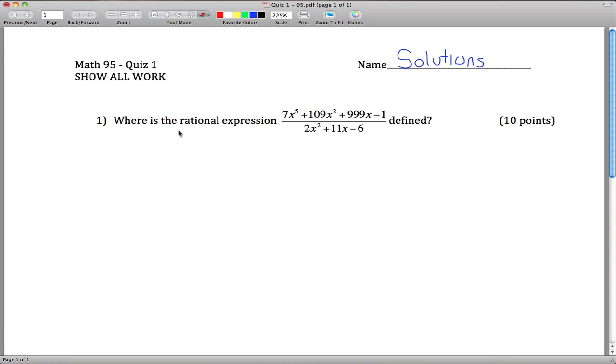Fortunately for you, when we're talking about where these rational expressions are defined, all that we're concerned with is making sure that the denominator here doesn't equal 0. So we can really ignore everything up top here. This really messy, ugly looking thing has no meaning to us. To figure out where it's defined, we just look at the denominator here.